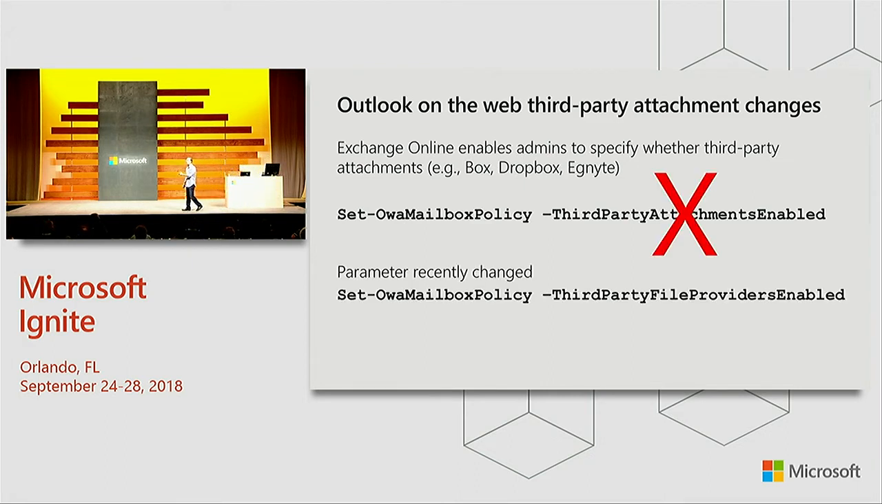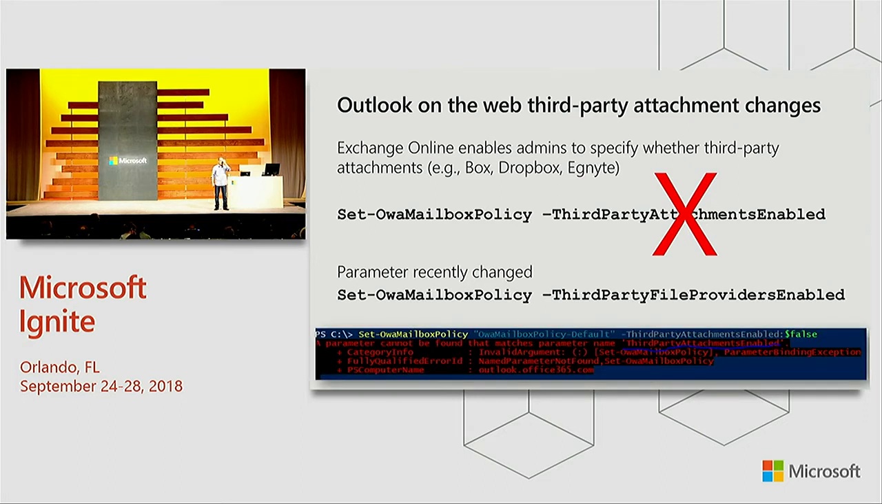We used to have ThirdPartyAttachmentsEnabled. That was the parameter. We recently changed that, and by recently, I mean literally like 3 weeks ago. We changed that to ThirdPartyFileProvidersEnabled instead. So be aware of that. If you are using any of those services and you want your users to use those services through Outlook on the web, you would need to change that to using the new parameter.